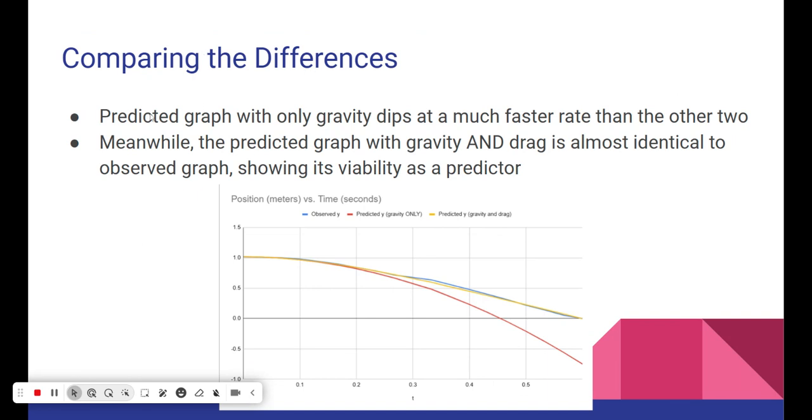What are the differences? The predicted graph with only gravity shows a much faster rate than everything else. Therefore, it's sort of the outlier and the black sheep in this case. Meanwhile, the graph with gravity and drag, which is the yellow one, is almost the same as the observed graph, showing its viability as a predictor of motion. It's a very good model in this case.